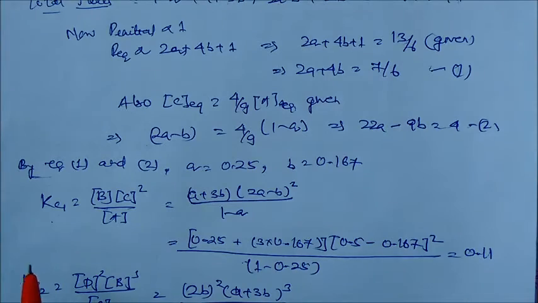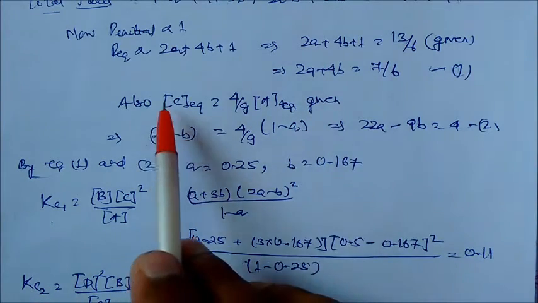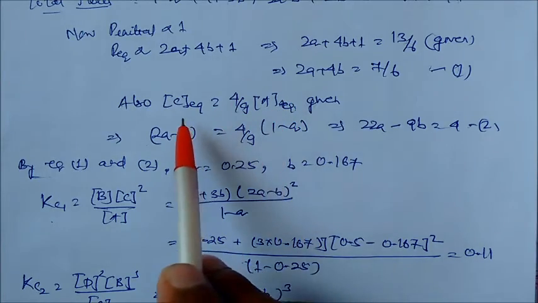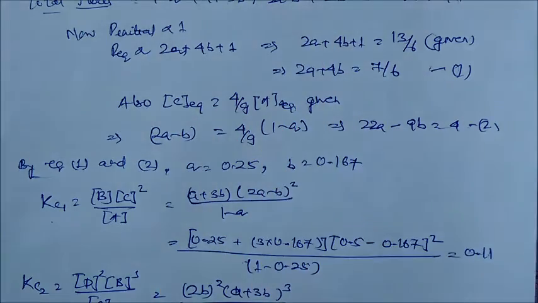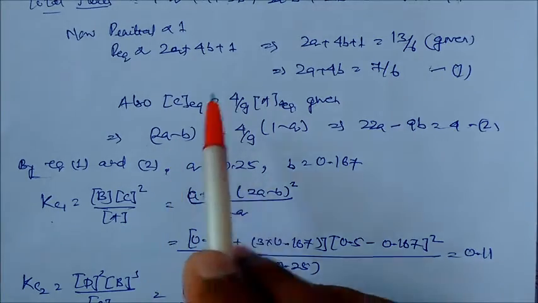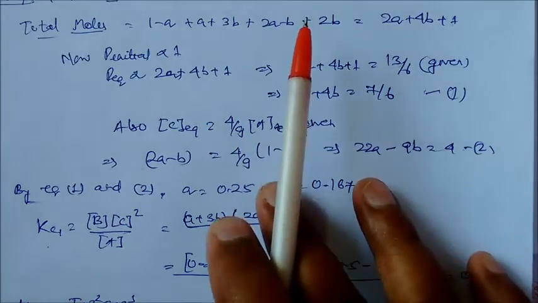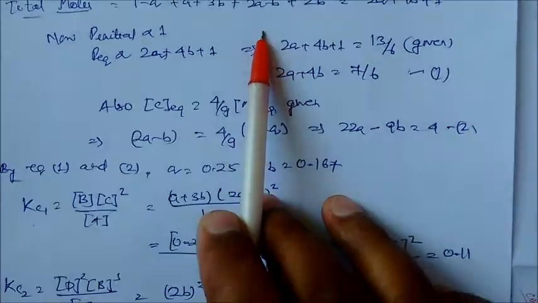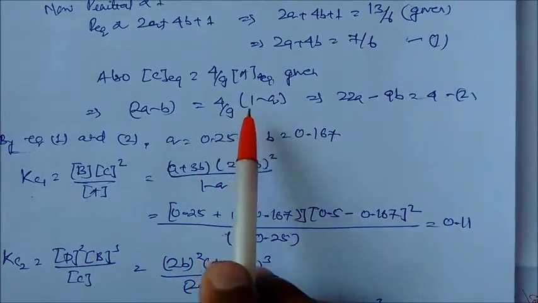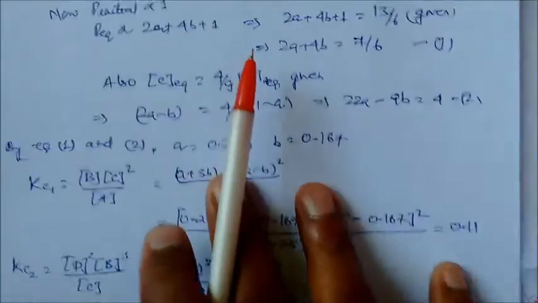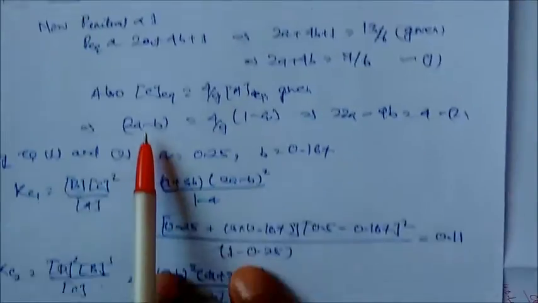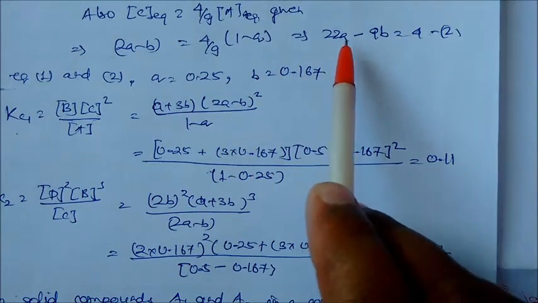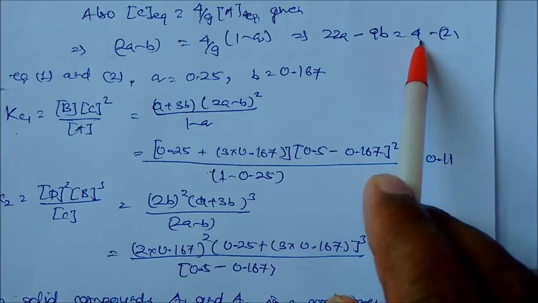So this is equation 1. Again, the second condition given: the concentration of C is equal to 4 by 9 times of A. So concentration of C is how much? 2A minus B. So we can write here 2A minus B, and this is 4 by 9 of the initial pressure. The initial pressure of A is 1 minus A. So we can write here 1 minus A. So now we can solve. On solving we get 22A minus 9B equal to 4.